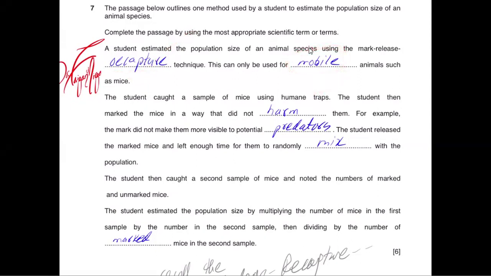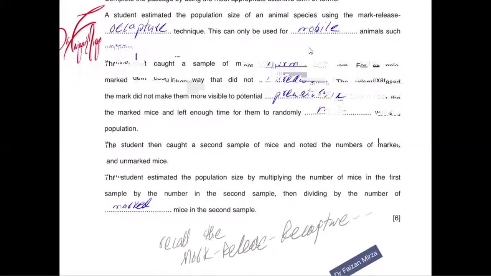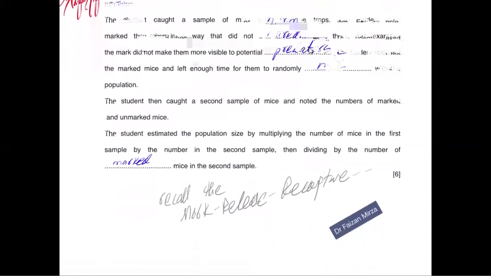The student caught a sample of mice using humane traps, not human traps, humane traps. The student then marked the mice in a way that did not harm them. For example, the mark did not make them more visible to potential predators. The student released the marked mice and left enough time for them to randomly mix with the population. The student then caught a second sample of mice and noted the number of marked and unmarked mice. The student estimated the population size by multiplying the number of mice in the first sample by the number in the second sample, and then dividing by the number of marked mice in the second sample.